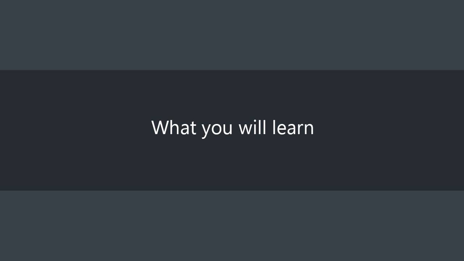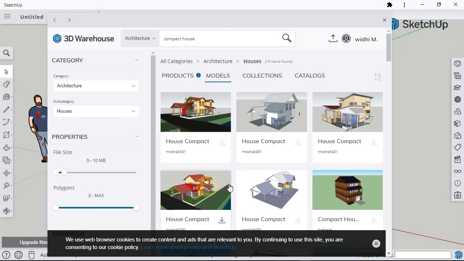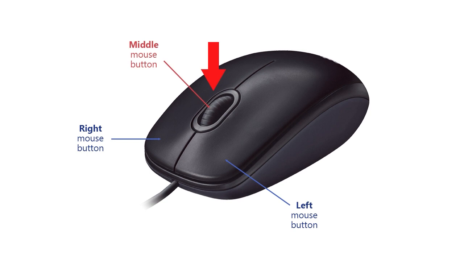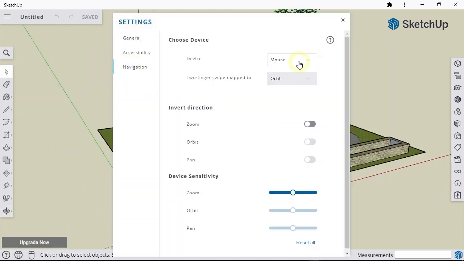There are so many things you will learn in this online course. There are just too many to explain in this short video. To see the details, you can scroll down to the curriculum section. But just for a quick summary, this online course consists of 9 chapters, apart from the introduction chapter. In the first chapter, you will learn the interface of SketchUp Free as well as its basic features.